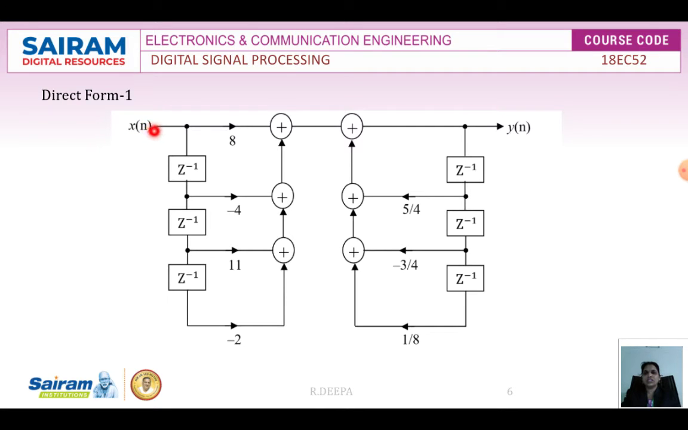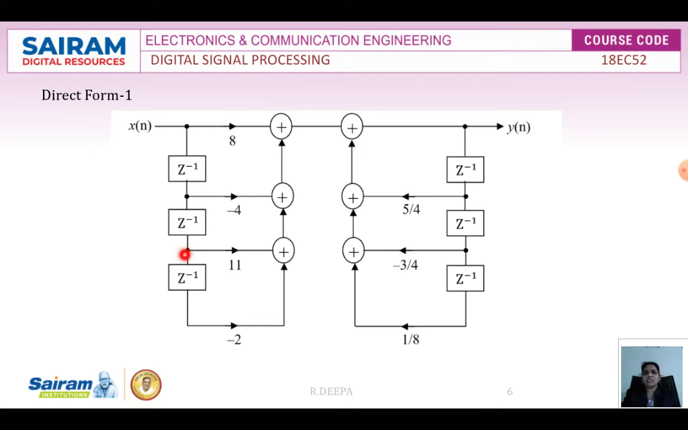So x of n is the input, just multiply with 8 and give it to a summation block. So the output will be 8x of n plus the remaining terms. Then x of n you give it to the delay block. So output will be x of n minus 1, then multiply with minus 4. Again give it to the summation block so that it can add to the final summation.